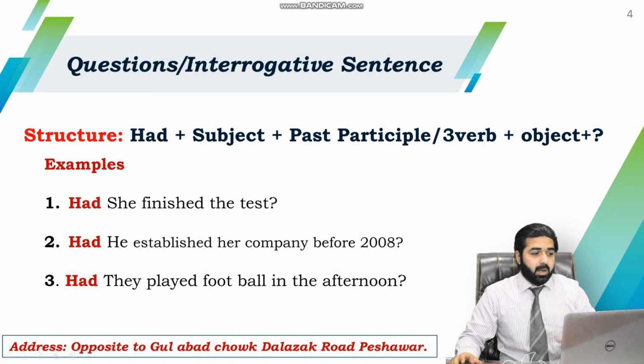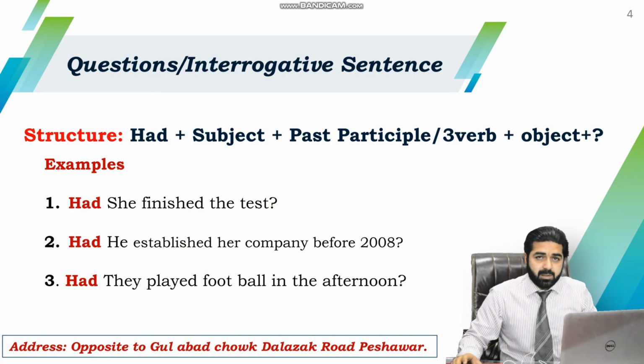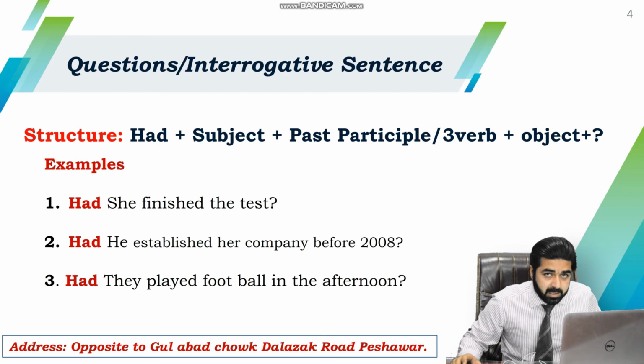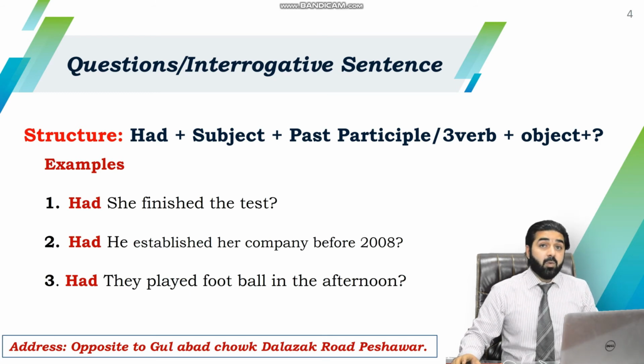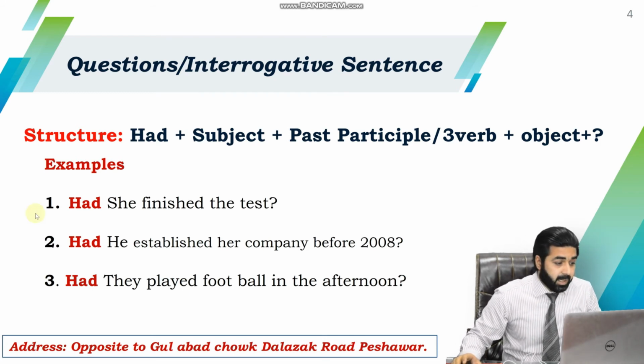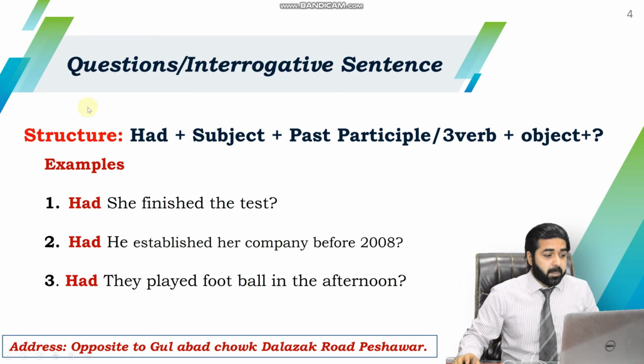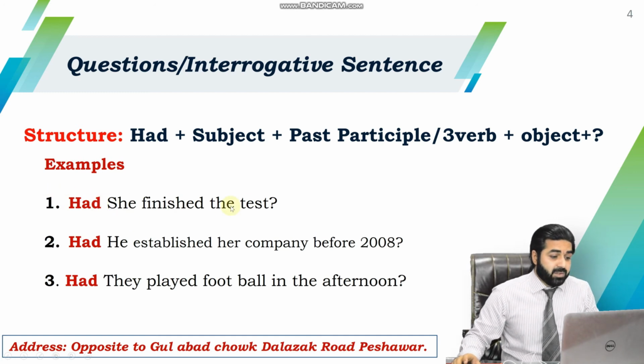Now we will go for question sentences or interrogative sentences, or those sentences in which we ask question. ये याद रखें, वो जुमले जिसमें हम सवाल पूछते हैं. स्ट्रक्चर आपने यहाँ पर वंस अगेन याद रखना है. सबसे पहले आपने हेड लगाना है, हेड के बाद आपने सब्जेक्ट लगाना है, फिर उसके बाद आपने थर्ड फॉर्म ऑफ वर्ब प्लस ऑब्जेक्ट और प्लस लास्ट में जो मैं हमेशा आपको बताता हूँ क्वेश्चन मार्क, which is very essential, important. So here we go for example. Had she finished the test?